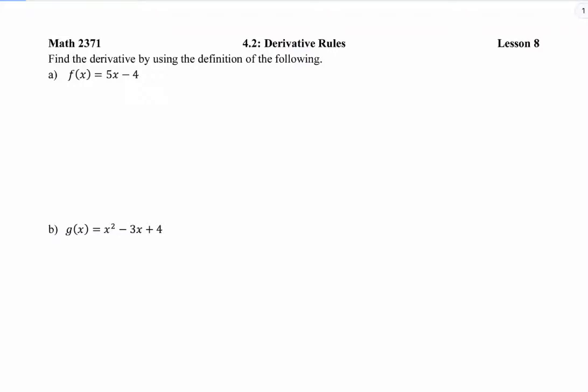Okay, now we're going to start Lesson 8, which is what we call the shortcut method of derivatives. For the first two examples, I want to remind you of the definition of derivative. Then I'm going to show you some shorter ways to take the derivative.